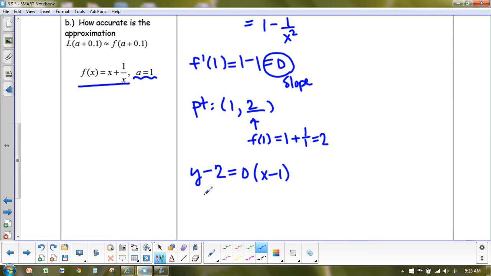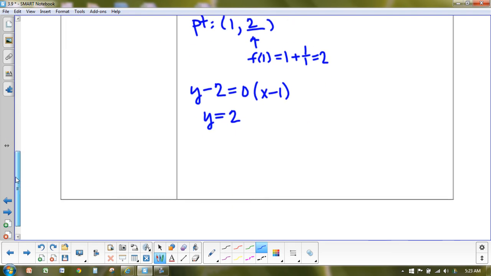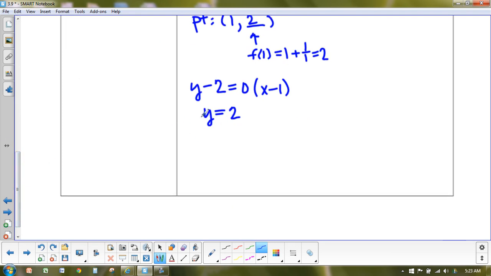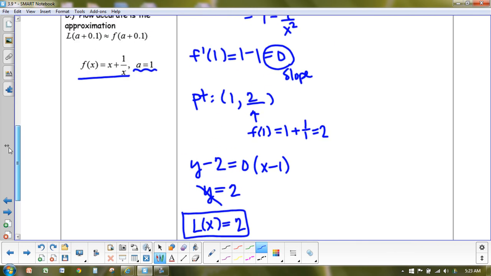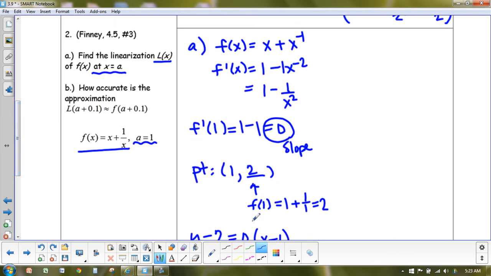Then for part B, if you go back up and reread, for part B they want to know how accurate your approximation is. And so they're asking you to compare L when you add 0.1 to the a value, so L of 1.1, and they want you to compare that to f of 1.1. So they're telling you to start with the a value, in this case of 1, and add 0.1 to it. So we want to find each of those and compare. Well, L of 1.1, since L of x was always 2, then L of 1.1 is 2.